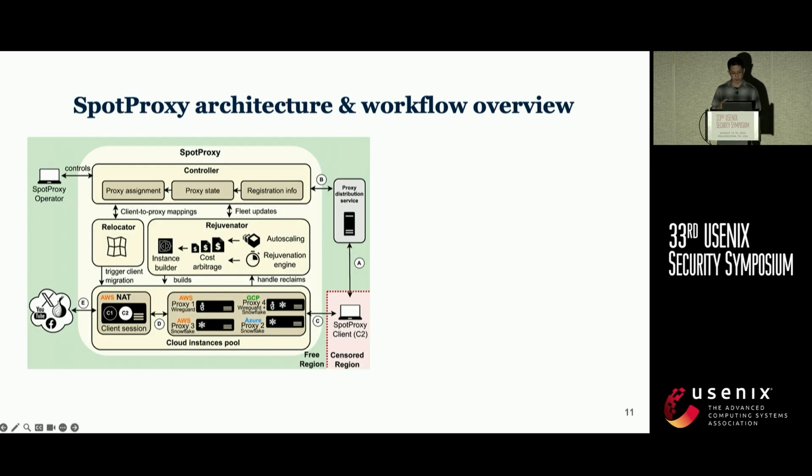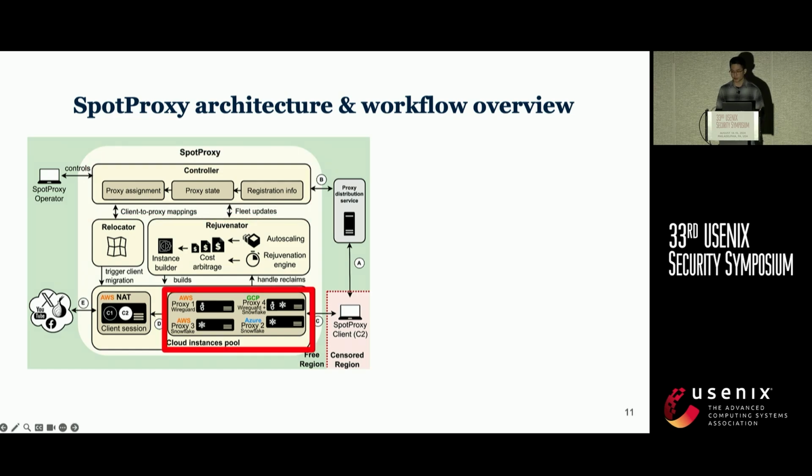So let's go through a very quick architecture and workflow overview of SpotProxy. So first, the client contacts some proxy distribution service that you can see on the right-hand side. This could be a broker as used by Snowflake or something else. This is forwarded to a controller which would use some arbitrary proxy assignment mechanism. We have something integrated into SpotProxy right now. And then it retrieves some proxy identifier within its fleet and sends it back to the client.